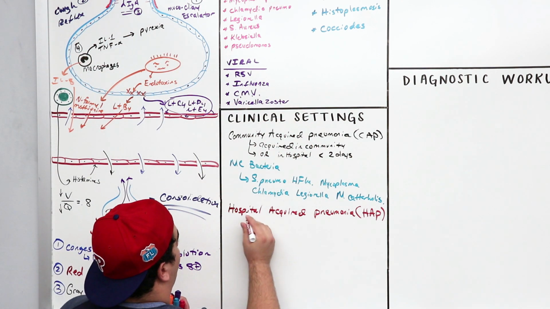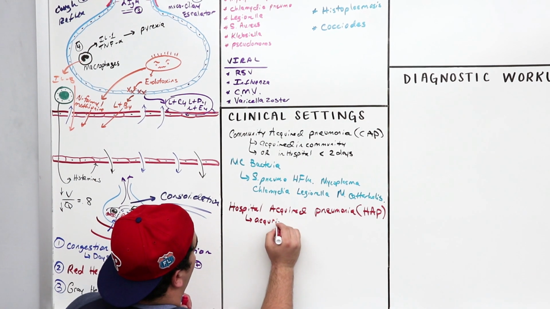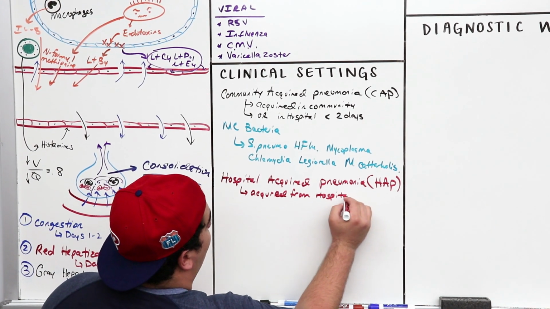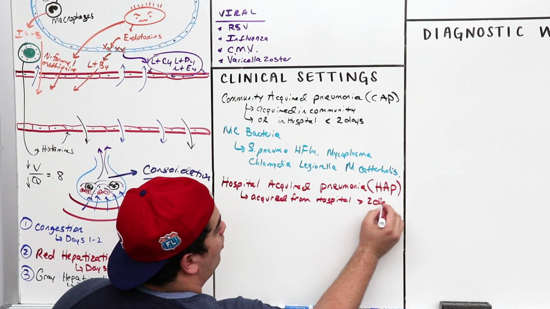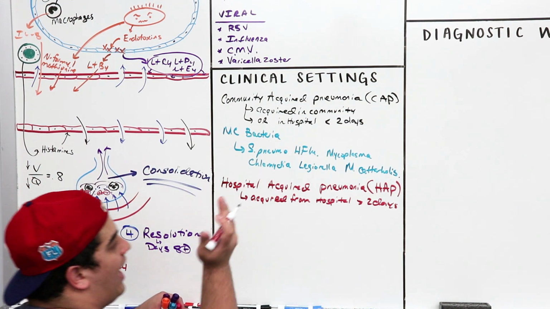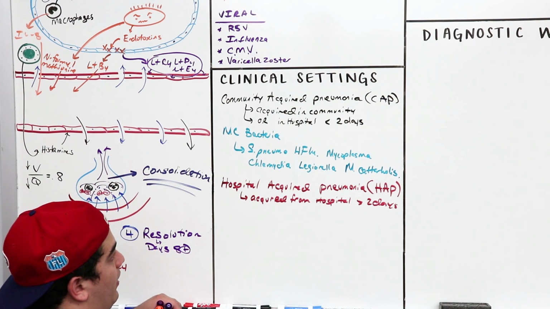So hospital-acquired pneumonia was acquired from the hospital after being admitted greater than 2 days in the hospital. So you've had to be in the hospital greater than 2 days in order to be able to say that it's hospital-acquired pneumonia. Now, hospital-acquired pneumonia, here's the thing with this bad boy.